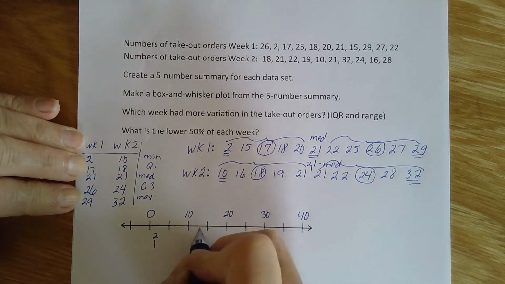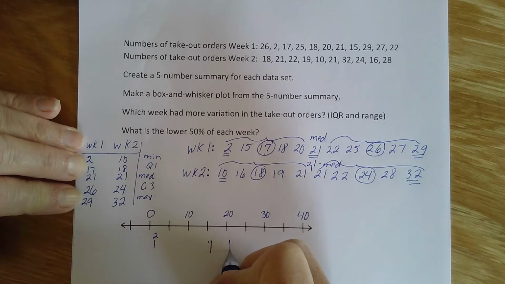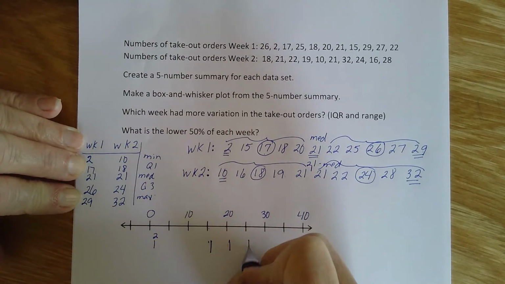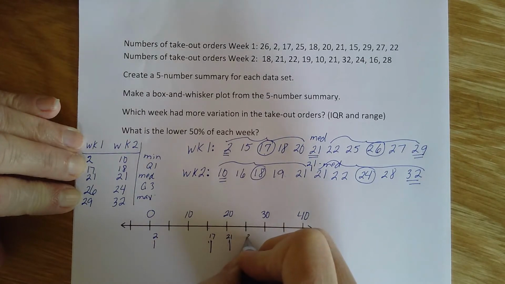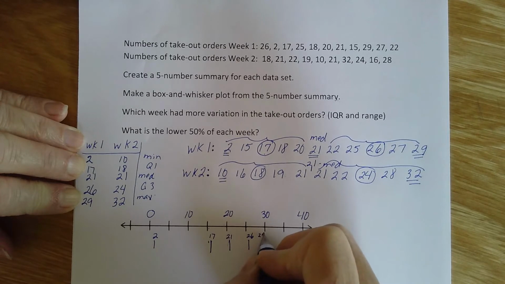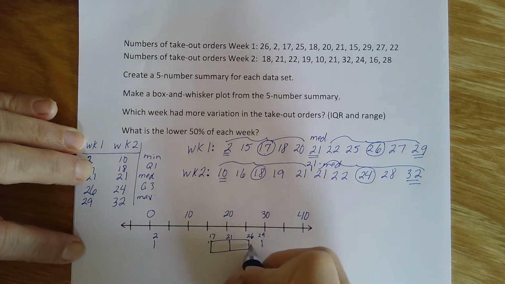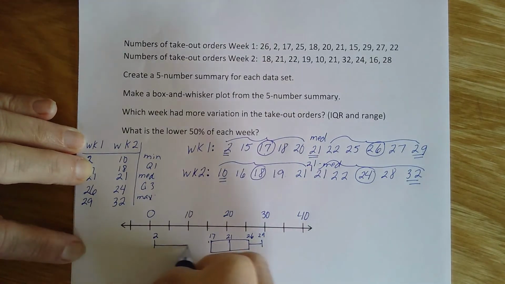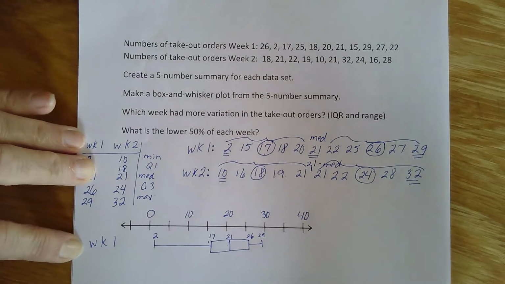I'm going to label it. Okay, here's 10, 15, so 17 would be a little bit on the side. 21, here's 26. Ooh, forgot to label those. 17, 21, 26, and then 29, just a little bit inside 30. I connect the 3 center lines to make a box, and then I make whiskers to the outside edges. So this is, let's get that labeled, that is week 1.